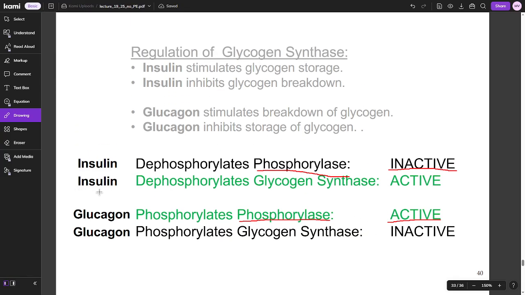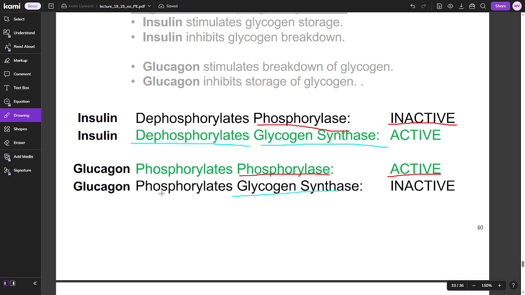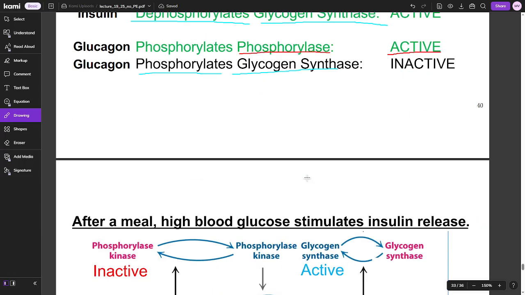You can do the same thing with glycogen synthase. Since glycogen synthase promotes buildup and storage, insulin would activate it, so dephosphorylation will activate it. And glucagon, which promotes glucose breakdown and glycogen breakdown, would lead to phosphorylation, which leads to the inactive form.